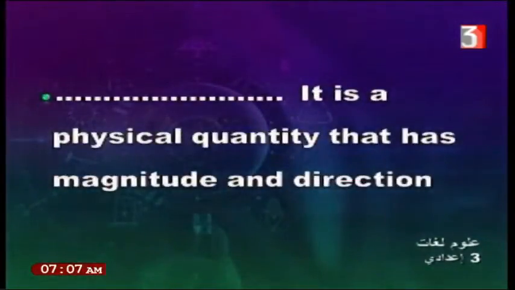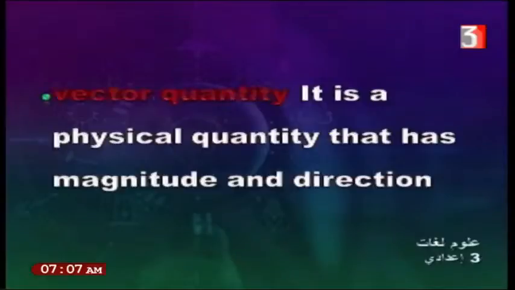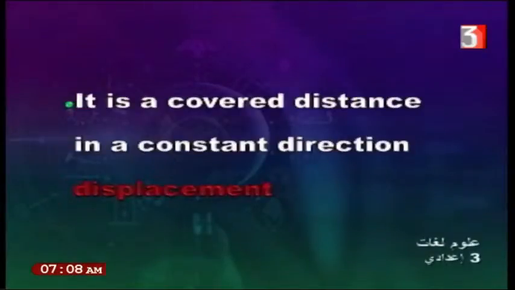A physical quantity that has magnitude and direction is a vector physical quantity. The covered distance in a constant direction is displacement.